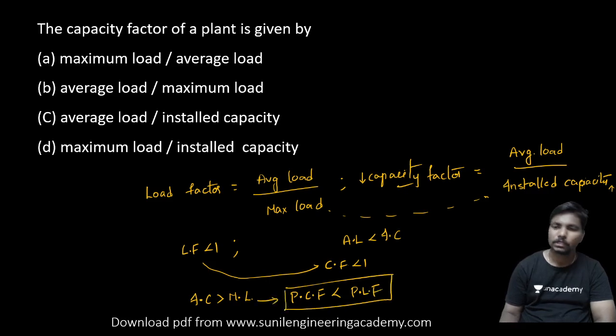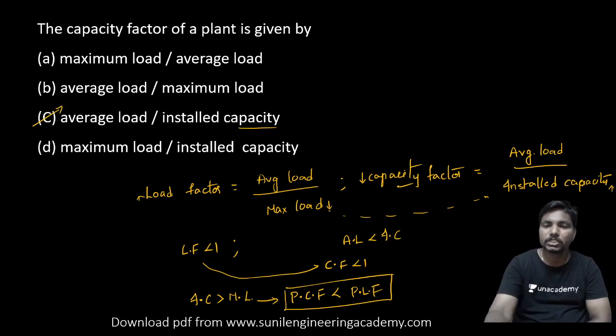Because installed capacity is high, capacity factor is low. Maximum load is somewhat lower than the installed capacity, so load factor may be higher. So capacity factor is given by average load by installed capacity.